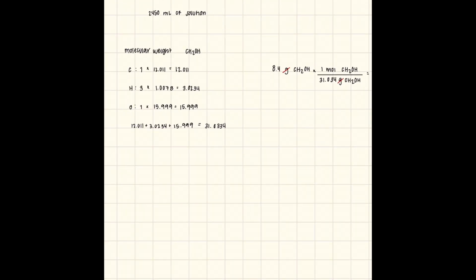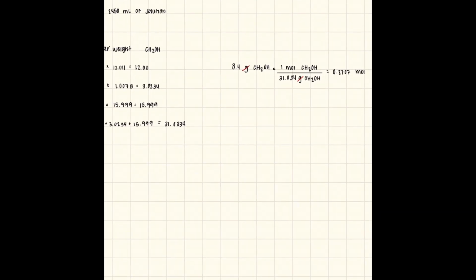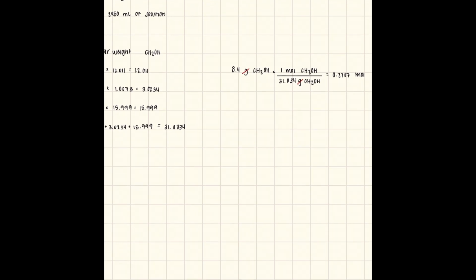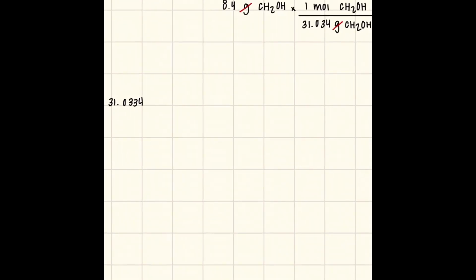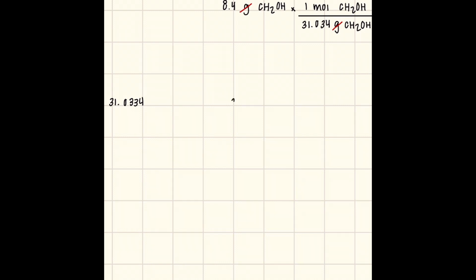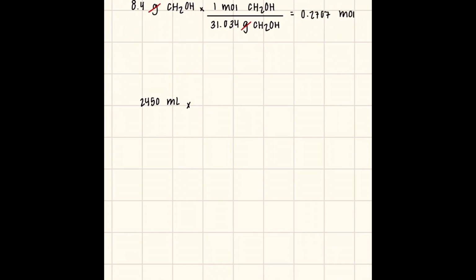So we're going to use our original equation for molarity, which is moles of solute over liters of solution. We have 2,450 milliliters of our solution, and we are going to multiply that by 1 liter over 1,000 milliliters, because we need to convert milliliters to liters of solution. Once you put that into your calculator, you are going to get 2.45 liters of the solution.